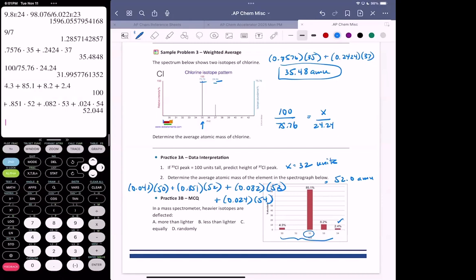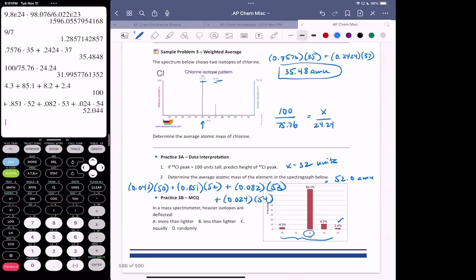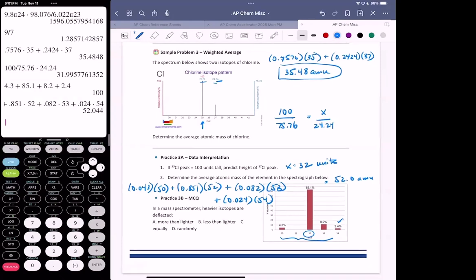Now answer the multiple choice question, practice 3B. In a mass spectrometer, heavier isotopes are deflected more than lighter, less than lighter, equally, or randomly.